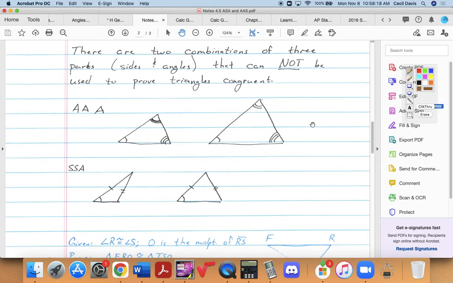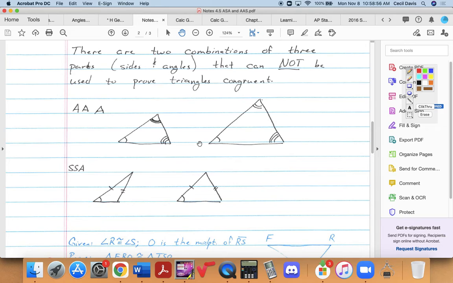And this is Savannah's question from earlier today. There are two combinations that we will not use because they don't work. Okay? Angle. Why doesn't that work? Why aren't these two triangles necessarily congruent? Yeah, they're not the same size. They're similar. They're the same shape, but they're not the same size. Will we ever have to prove triangles similar? Yes. Next semester.